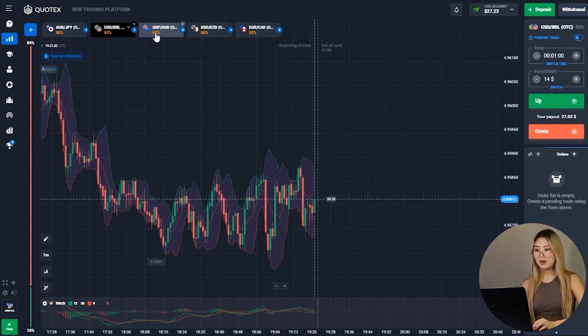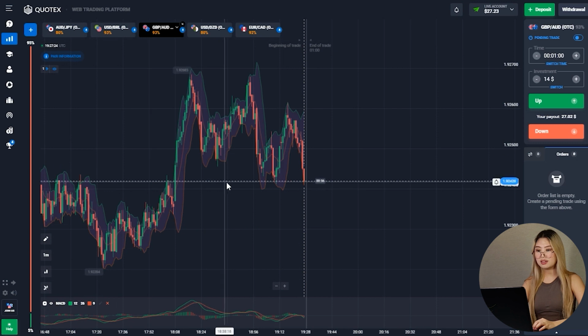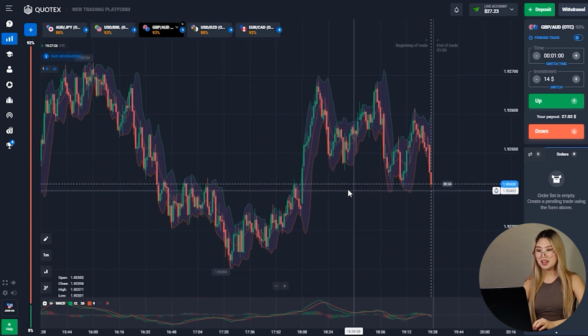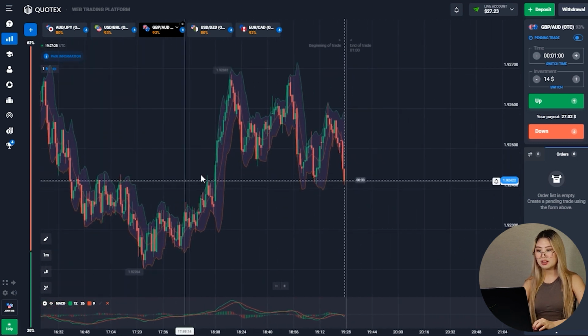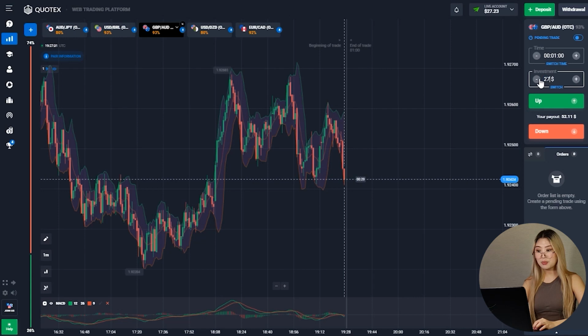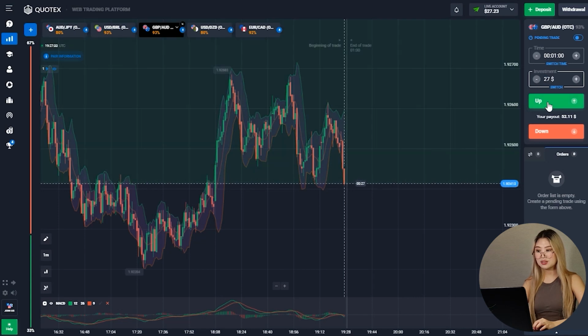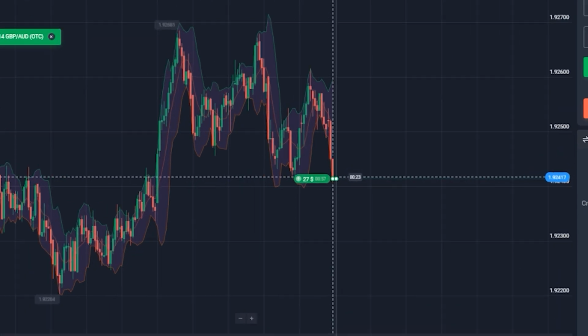Let's continue our training session, see what's going on here. Guys, on this chart we see a pretty interesting situation. I would like to note that the price is now at the support level, so I want to catch this move, so $27 trades up, let's go.